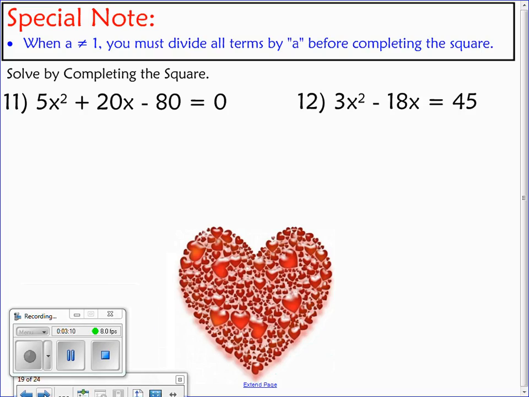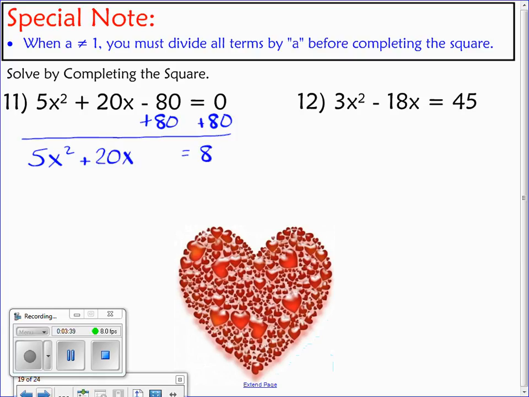All right. For today, we're going to focus more on the ones where we actually have an a value, that second step where we need to divide. Same idea, though. We're going to follow the pink sheet today. So your second number 11, sorry about that. What's the first thing you want to do? Add 80. First step is still to move that c value. So 5x squared plus 20x equals 80.